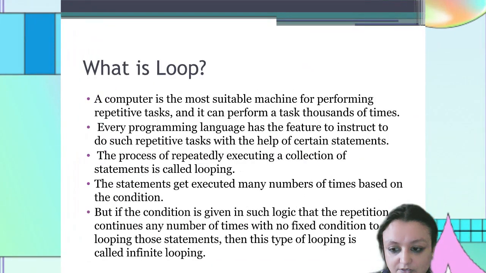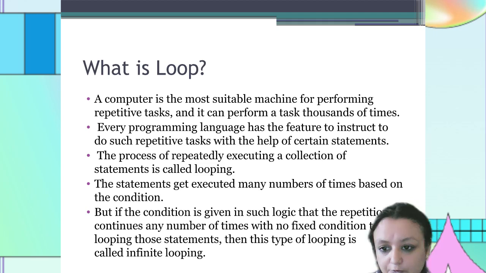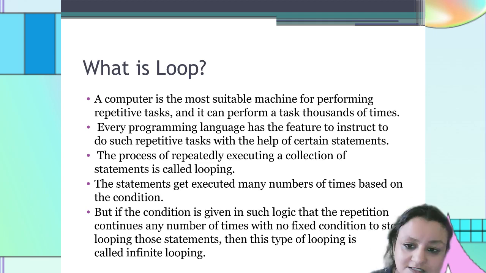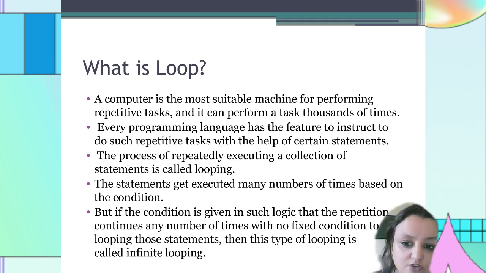Now, coming to what is a loop. What do you mean by loop? A loop is something which repeats itself on a continuous basis or a number of times. A computer is the most suitable machine for performing repetitive tasks, and it can perform a task thousands of times. Every programming language has a feature to instruct it to do this repetitive task with the help of certain statements. Those are looping statements. So this is about loops.